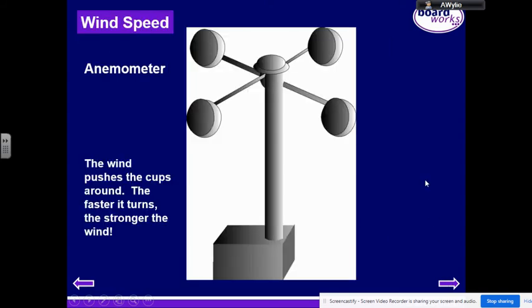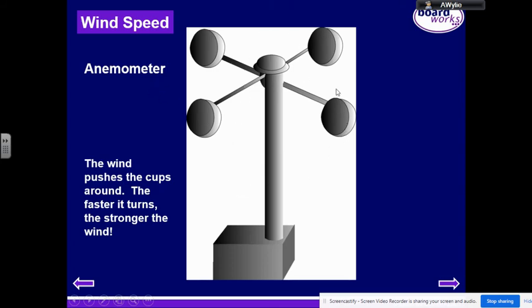Right, our fourth element is wind speed. So it's obviously connected to wind direction. Wind comes from somewhere and travels in a direction, but it also has a speed. And the instrument used to measure the speed is shown here. It's the anemometer. We can see a picture of an anemometer right here.